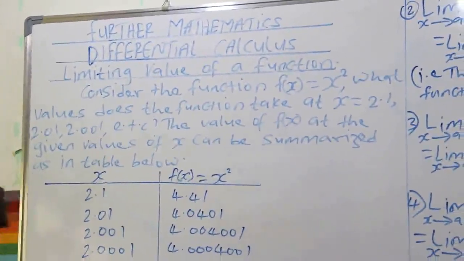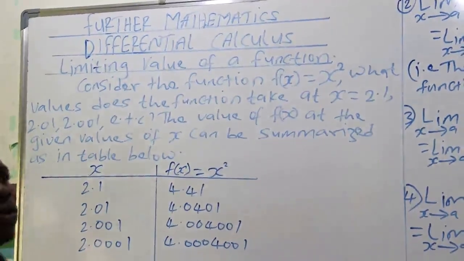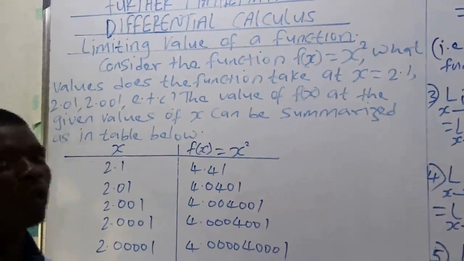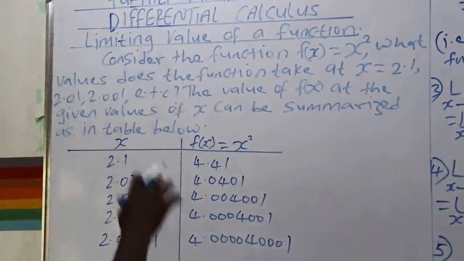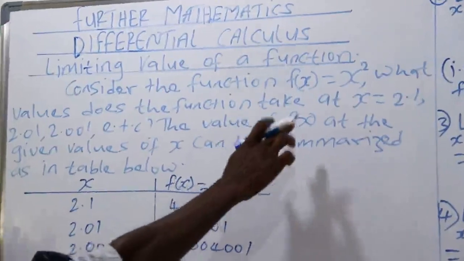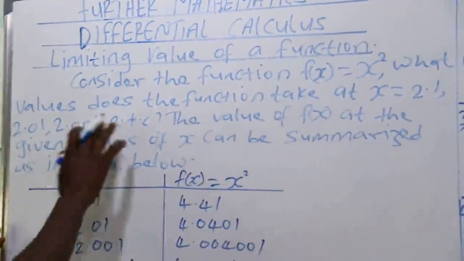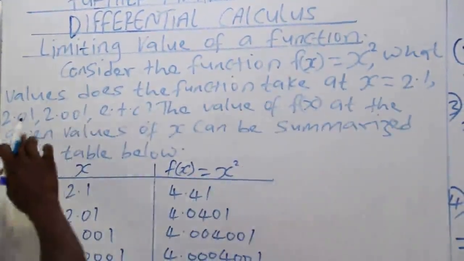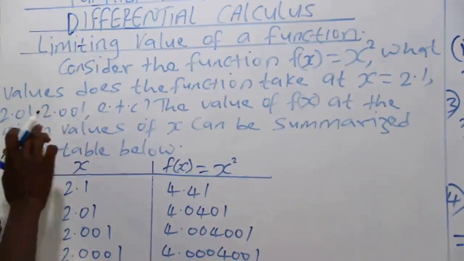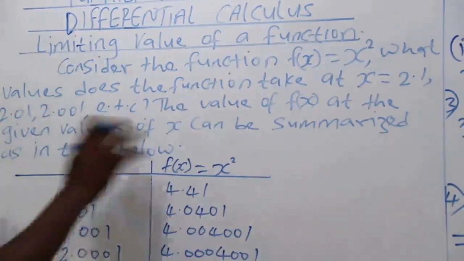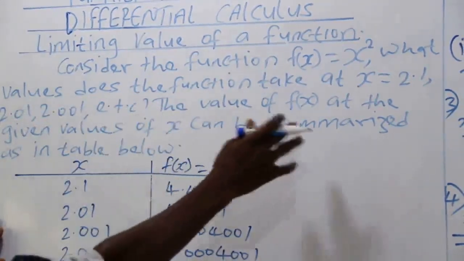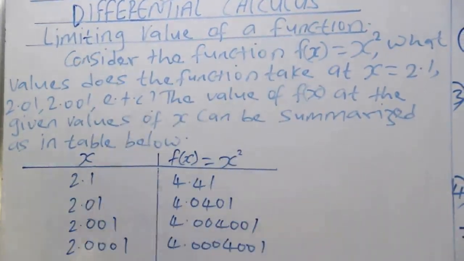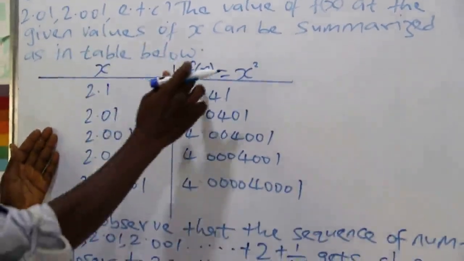Maybe our topic is differential calculus. Under this differential calculus, we'll be looking at limiting values of the function. Consider the function f of x equals x squared. What value does the function take at x equals 2.1, when it equals 2.01, when it equals 2.001, etc.? The value of f of x at the given values of x can be summarized in the table below. These are our x and these are our f of x.